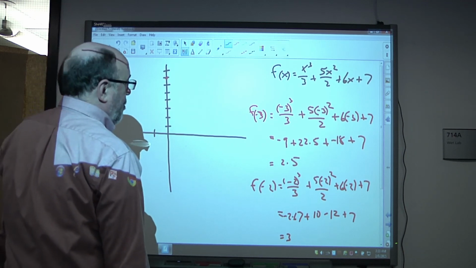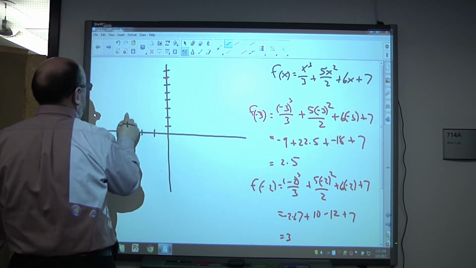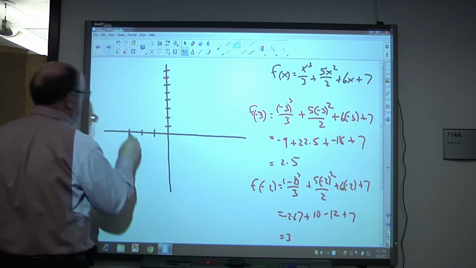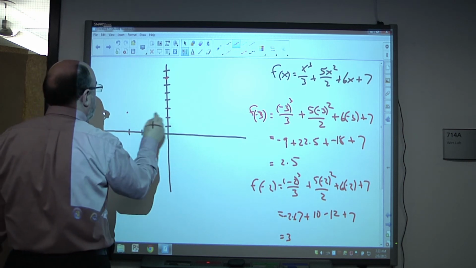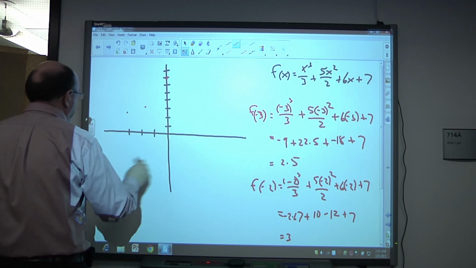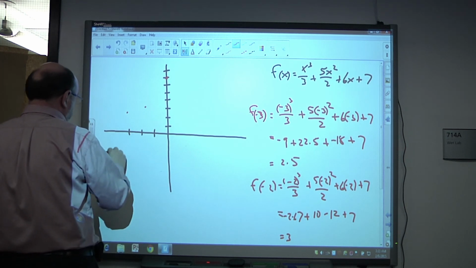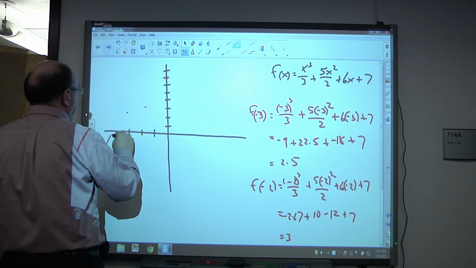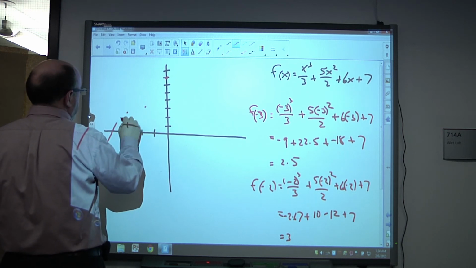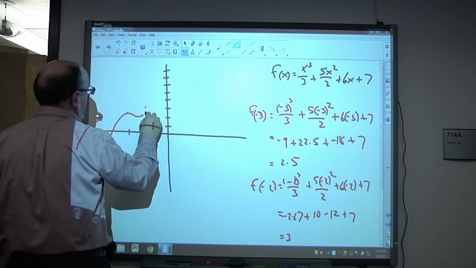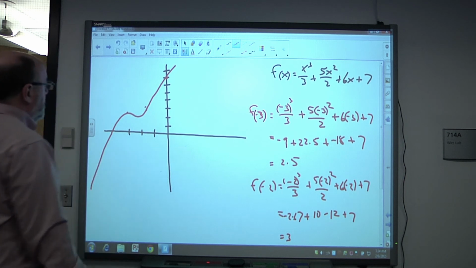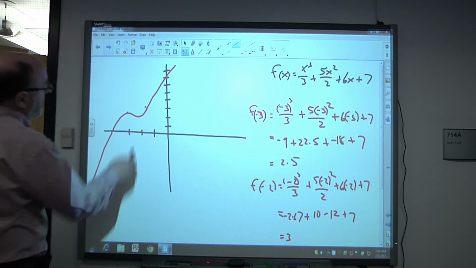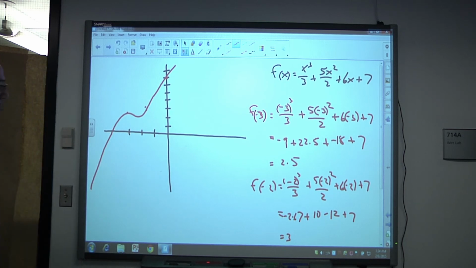So we have the point minus 3, 2.5, about here. Minus 2, 3, which will be right here. My graph is coming in like this. It's going to do something like this, and then it's going to go through there. Off a little bit, I think. And my inflection point is right around in there, where my curve changes shape. So we get a rough idea of what's going on with our graph.